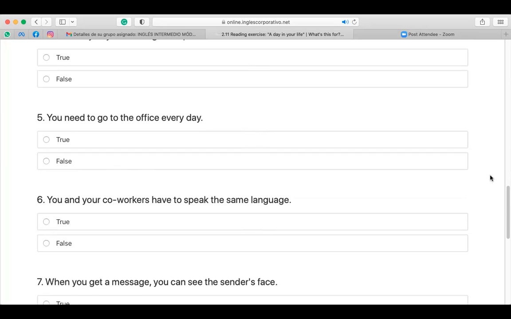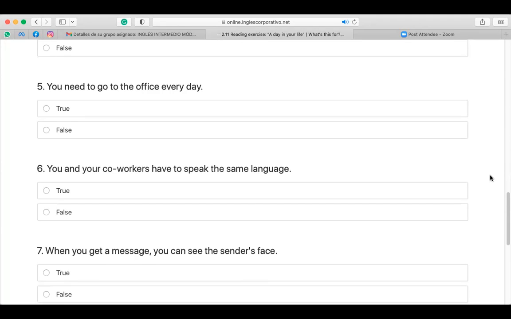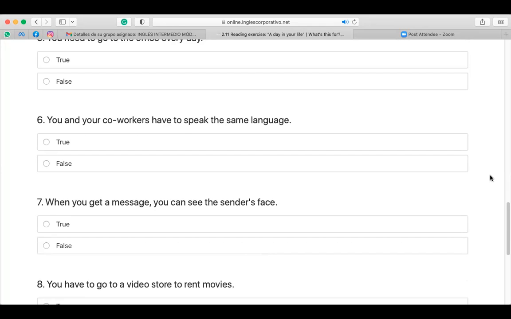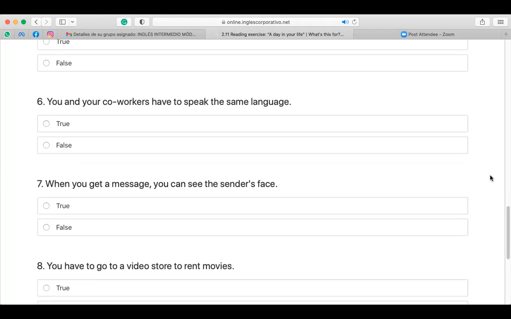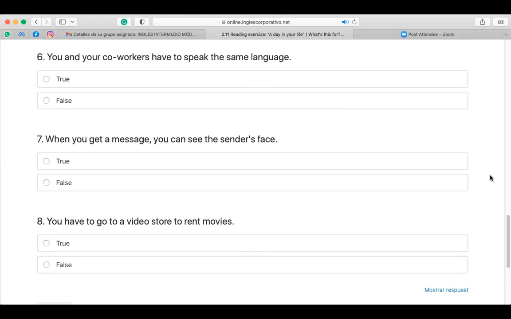Okay. So number five, you need to go to the office every day? False, yes. Your office is home office right now. Okay, six. You and your coworkers have to speak the same language? False, too, because you have a live translation. Okay, number seven. When you get a message, you can see the sender's face? True. Okay. Yeah, that is true.